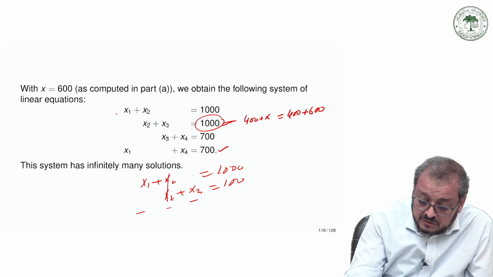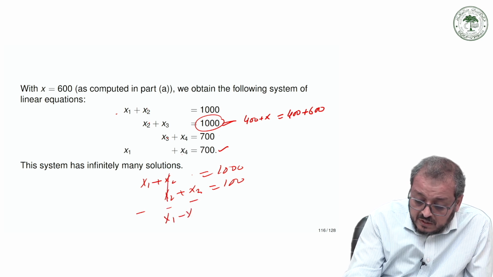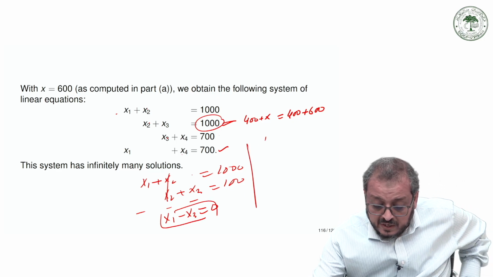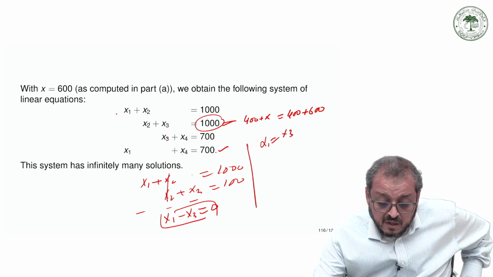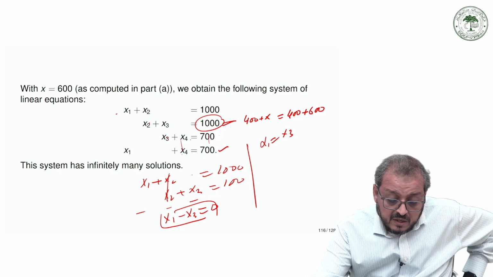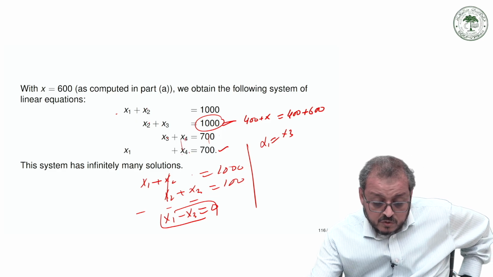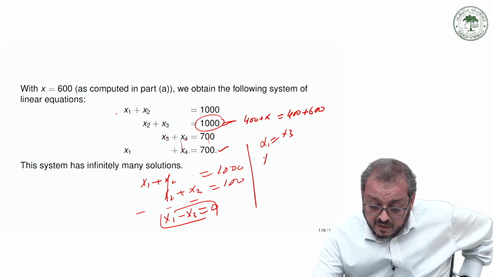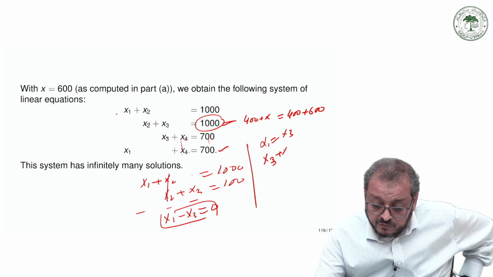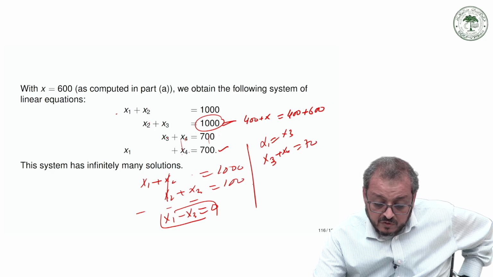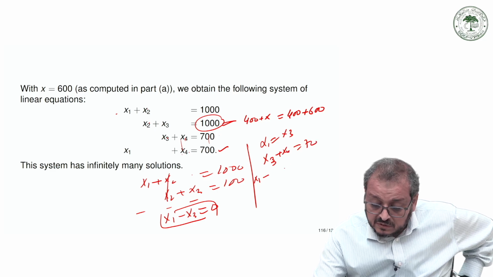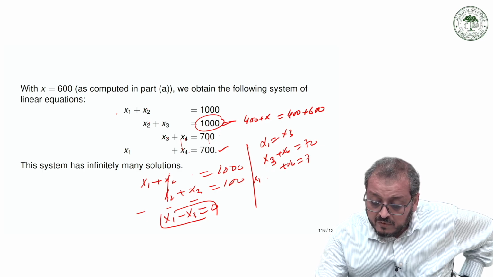Taking the subtraction, this x2 cancels out. So x1 minus x3 is equal to 0. So then we can say that x1 is equal to x3. Now with these two conditions, we have x3 plus x4 is equal to 700, and x1 plus x4 is equal to 700.